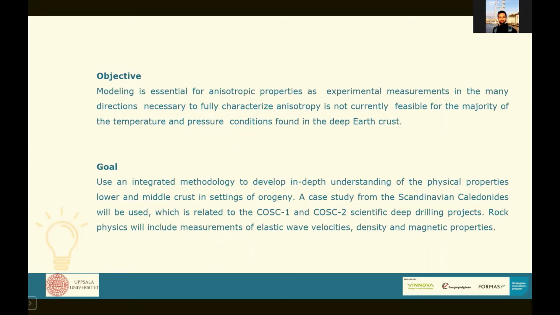So the goal of that big project, which this presentation is a part of, is to help us have a better in-depth understanding of the physical properties of middle and lower crust rock. For this work, we used the two deep drilling project samples, KOSK1 and KOSK2 from Sweden, to harvest our samples from them.